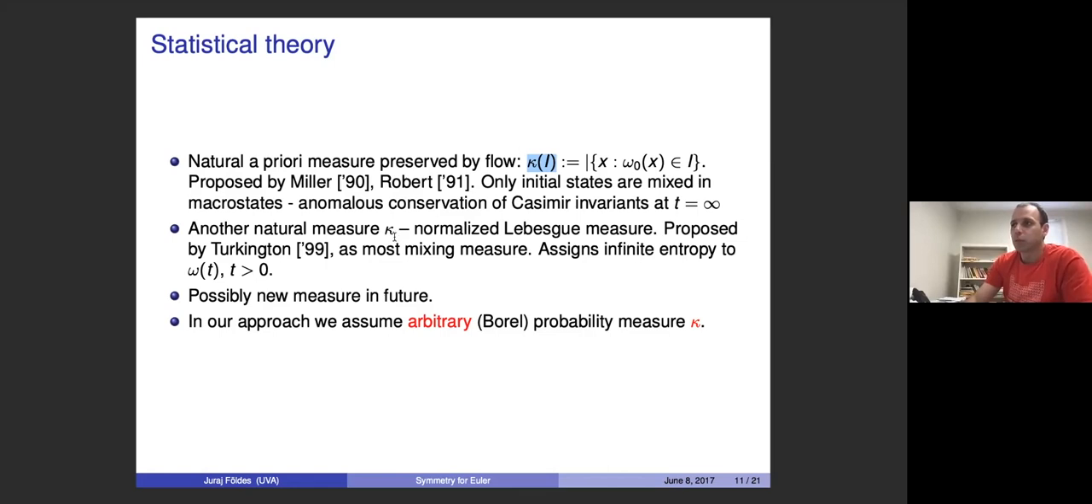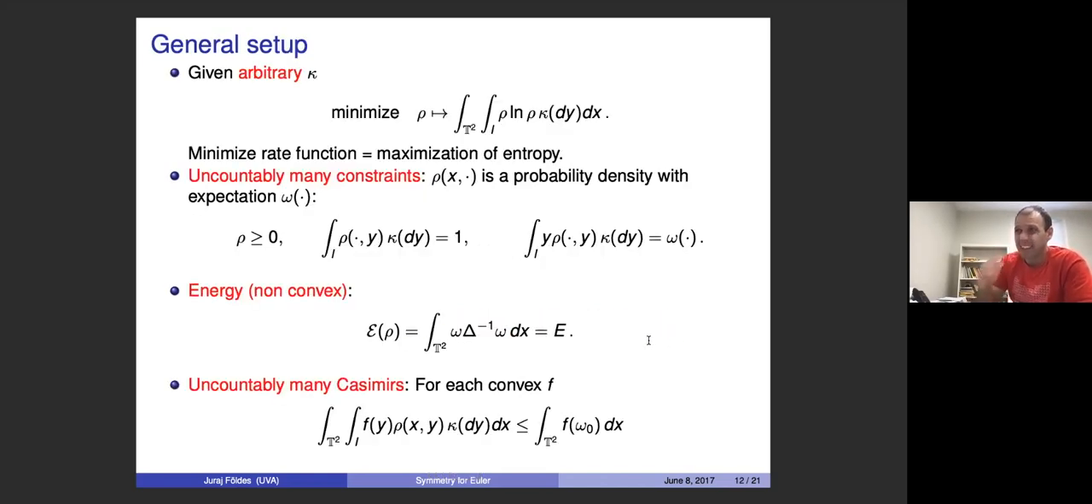All right, so in our approach, we decided, okay, we are not going into this fight about what might be the best mixing measure, but we are going to assume an arbitrary Borel measure. So at that moment, we are going to take an arbitrary kappa, anything that's somehow reasonable, say a Borel measure, and we are going to minimize the entropy. And these are presumably going to be the most probable states that we are going to see for Euler's equation. However, we also have constraints because we are minimizing with respect to the given dynamics.